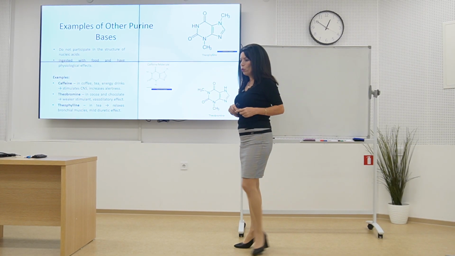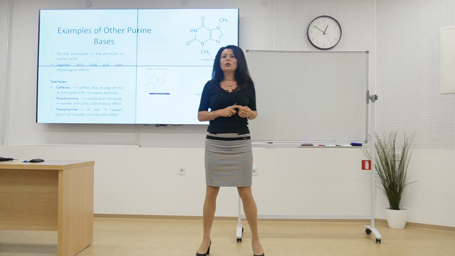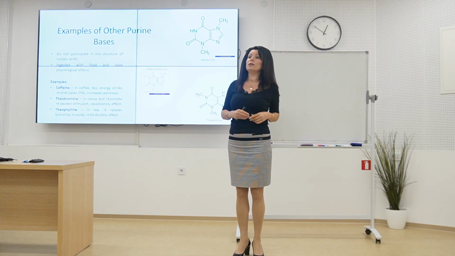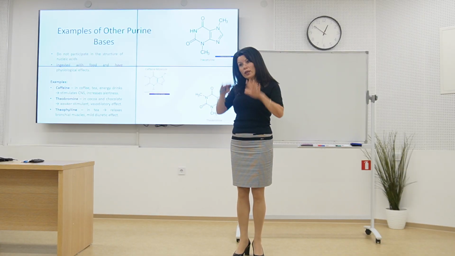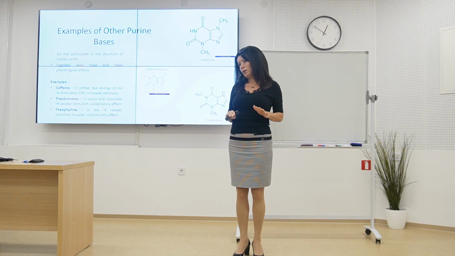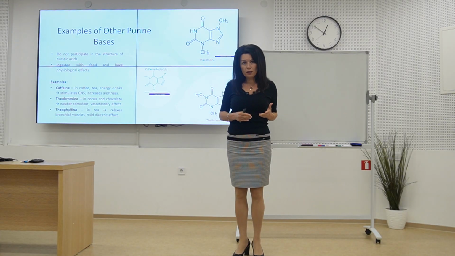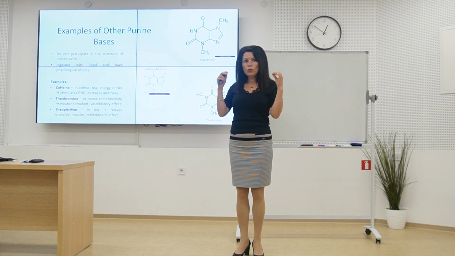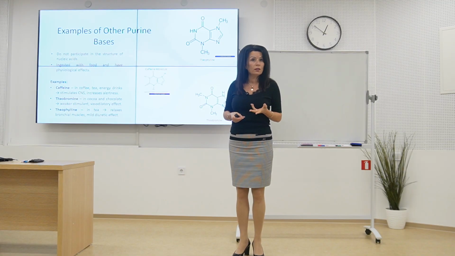Why is it important to know? Because of the disease gout. When we're talking about gout, we said that this means a high level of uric acid in the blood. To decrease the quantity of uric acid in the blood, the first level of treatment is diet. Diet means to reduce the purine bases in the diet. That's why you have to know where purine bases are in the diet.